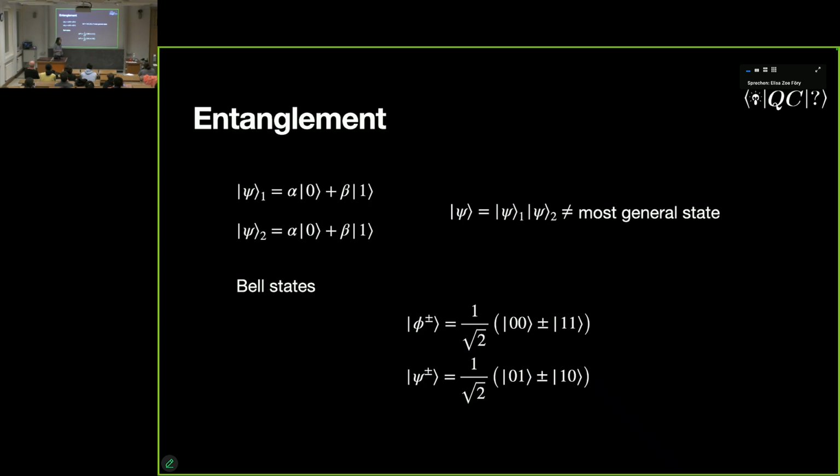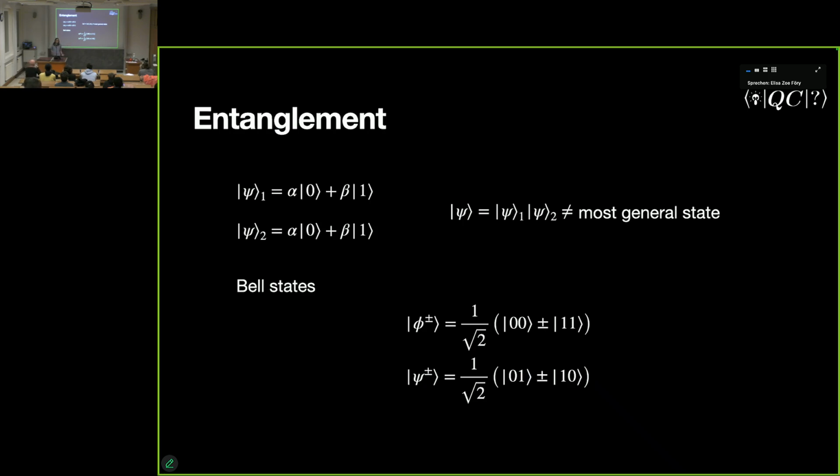Because as it turns out, there are states like those states down here, called Bell states, and those are what we call entangled states. And if you haven't done that already in quantum mechanics or any other class, I would highly encourage you to try to express this as a product state. It's fun, but you will fail.